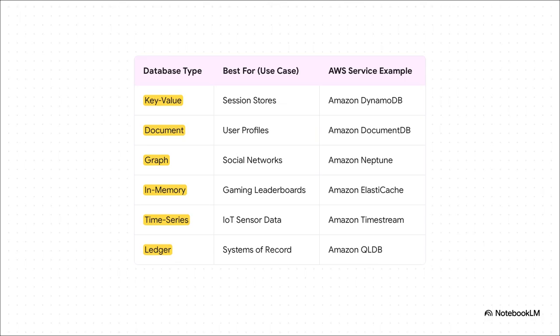And this table just shows that purpose-built idea perfectly. Every type of NoSQL database is optimized for a specific kind of job, right? So need crazy fast lookups for things like shopping carts or user sessions? That's a job for a key value store like DynamoDB. Building a social network with friends and followers, a graph database like Neptune is built for exactly that. Tracking data from IoT devices, well, that's a perfect use case for a time series database like Timestream.